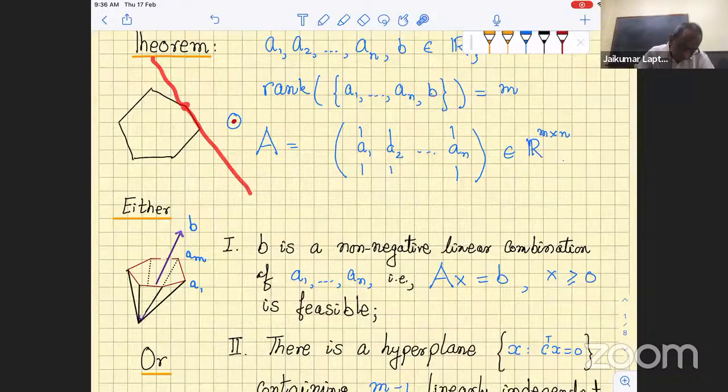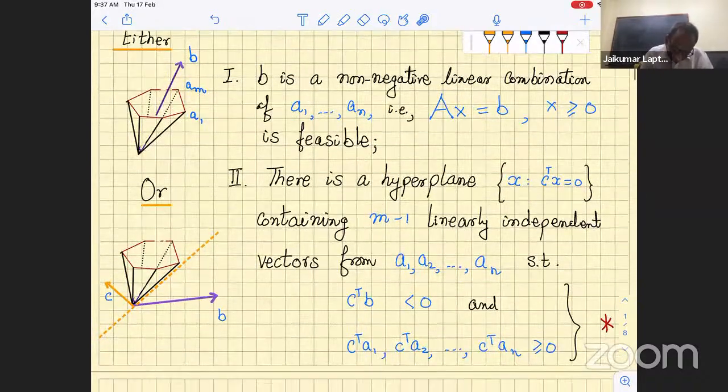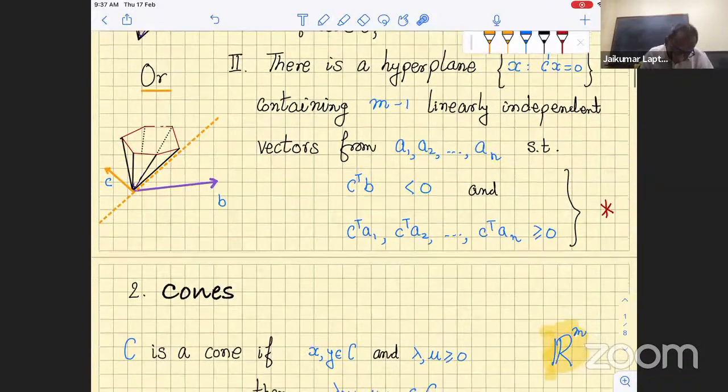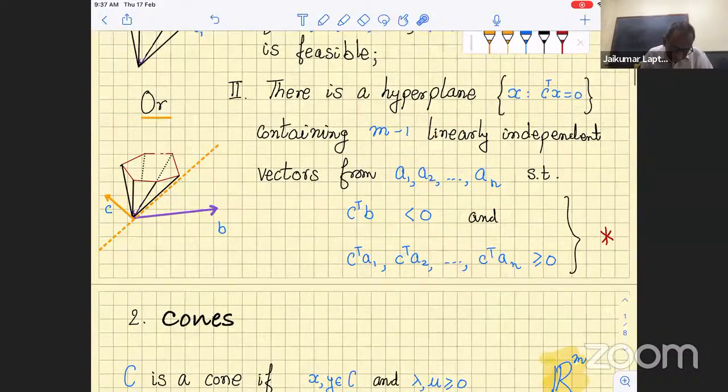So now you have m-1 linearly independent vectors, these points have turned into vectors now, which describe that plane, and this point is on the other side. So that is the content of the second part. Whenever you have this situation where this point b is outside, you can find such a hyperplane. Okay. So that is where we were. Any questions about this?